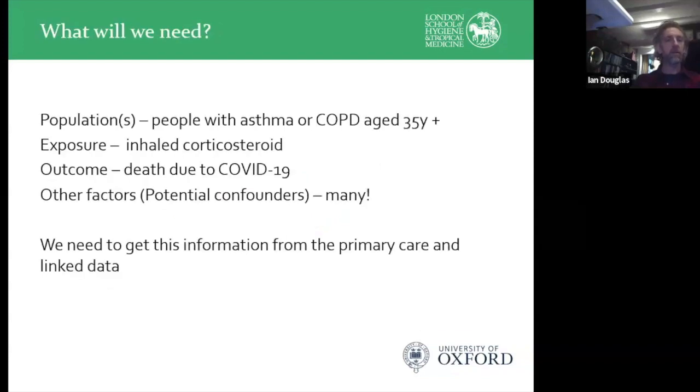So for us to answer this research question and for us to use primary care and linked data to do it, we need to be able to get all of this information from the patient record. So we need to know, for example, whether or not people have asthma or COPD, whether they're aged more than 35 years. We need to know whether or not they're exposed to inhaled steroids. We need to know if they could have had the outcome, death due to COVID-19. And we need to get information on lots of other factors to do with these patients, which we call confounders, to see whether they might account for any differences we see between people exposed and not exposed to inhaled corticosteroids.